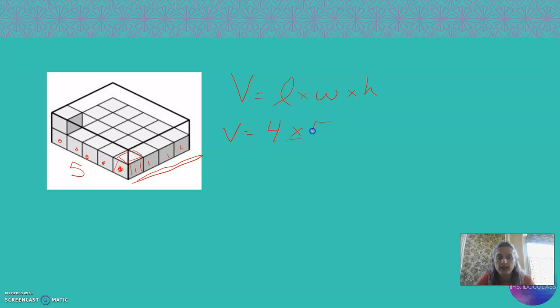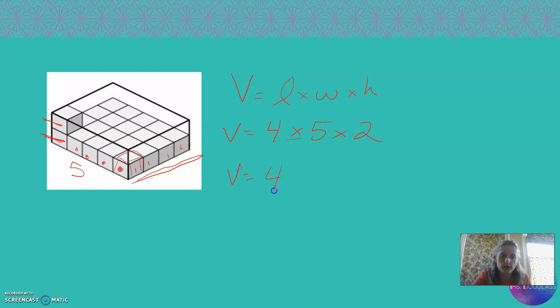So 4 times 5 times how tall is it? I'm counting this again because that's my first layer, and then my second layer is 2 layers. It's a height of 2. And you can do 4 times 5 is 20, times 2 is 40. You can do 5 times 2 is 10, times 4 is 40. You can do 4 times 2 is 8, times 5 is 40. But basically they all equal 40.